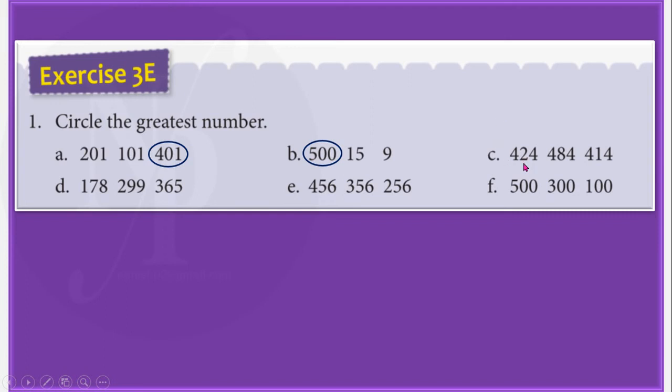So in the first number we have 2 in tens place, here we have 8 in tens place, here we have 1 in tens place. So when we compare 2, 8 and 1, we find that 8 is greater than 2 and 1. Therefore, the number 484 is greatest of these three numbers. I hope you are understanding.